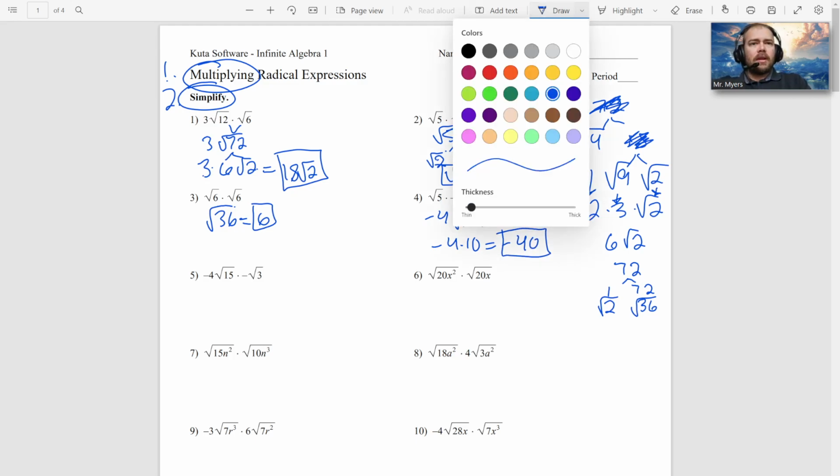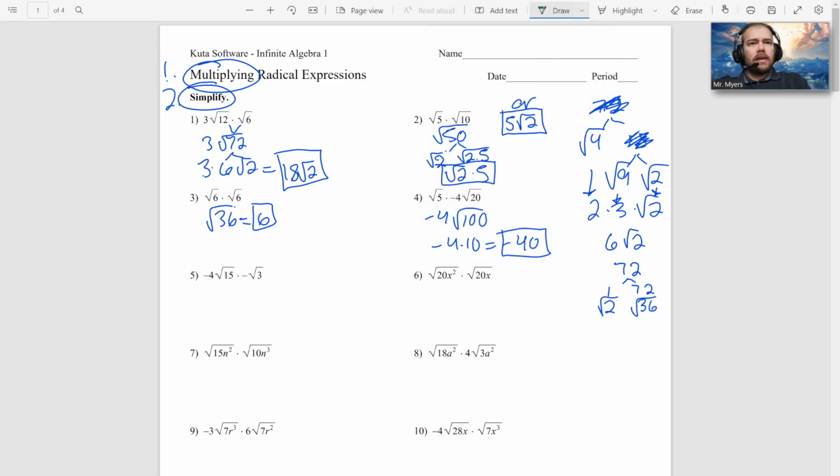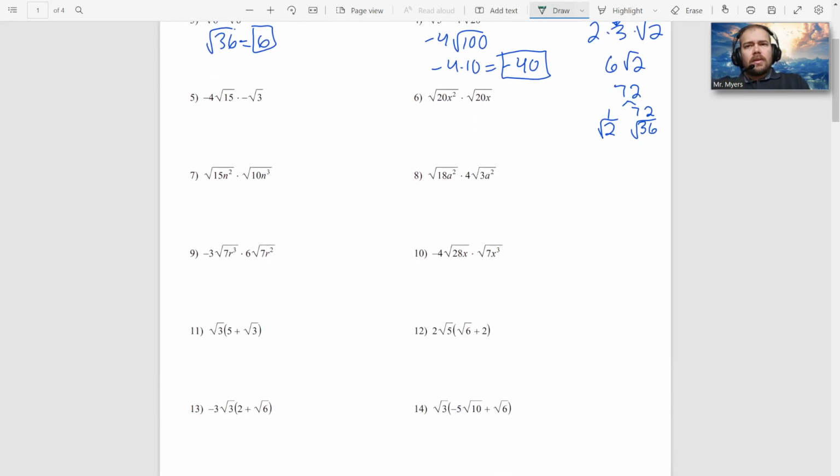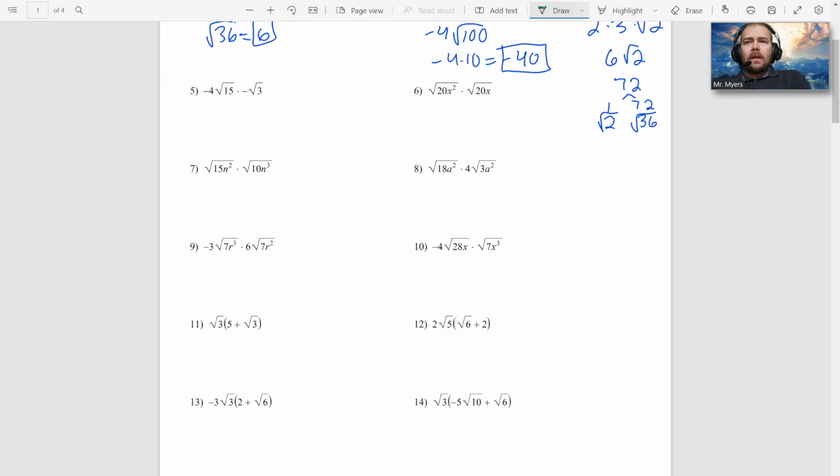Okay, let's switch colors here. Switch to a nice green color. So now we have number 5. Now we have 2 negatives. A negative and a negative make a positive. Everything's getting multiplied here, so it just becomes positive. So then I have 15 times 3, which is 45.